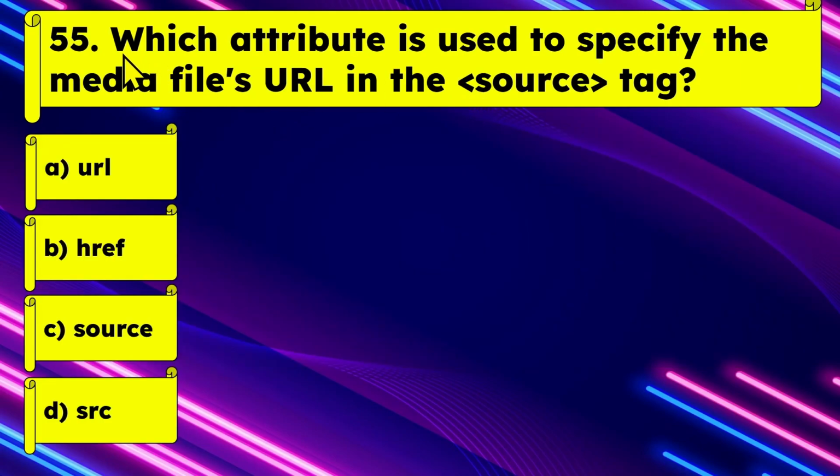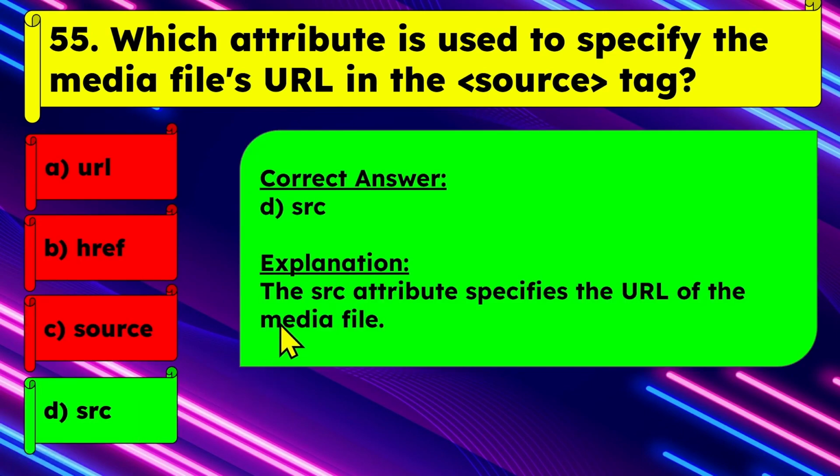Our next question is, which attribute is used to specify the media file's URL in the source tag? So it is talking about an attribute which is used to specify the media file's URL in a source tag. We have our four options. Option A says URL, option B is href, option C is source, and option D is src. So here the correct answer is option D, which is src. As you can see, the src attribute specifies the URL of the media file.